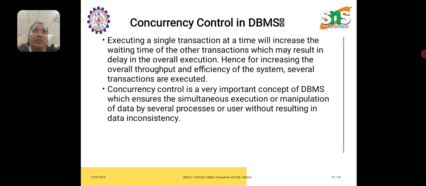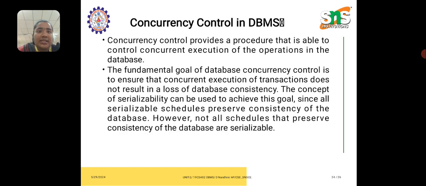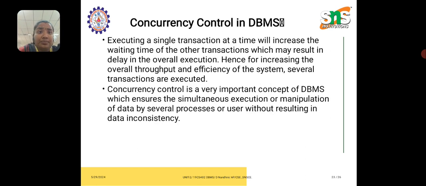The next point is concurrency control is a very important concept of DBMS, which ensures the simultaneous execution or manipulation of data by several processes or users without resulting in data inconsistency. And the third point is concurrency control provides a procedure that is able to control concurrent execution of the operations in the databases. And the next will be the fundamental goal of database concurrency control is to ensure that concurrent execution of transactions does not result in a loss of database consistency. The concept of serialization can be used to achieve this goal, since all serializable schedules preserve consistency in the databases.